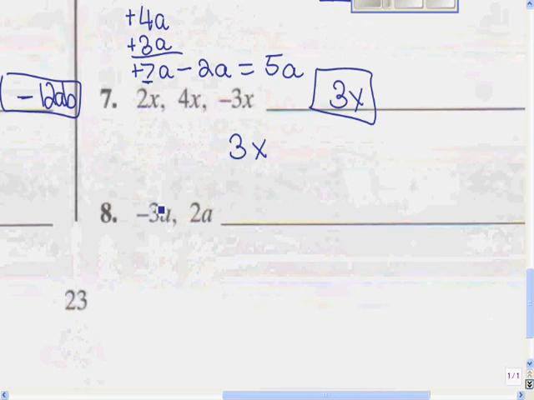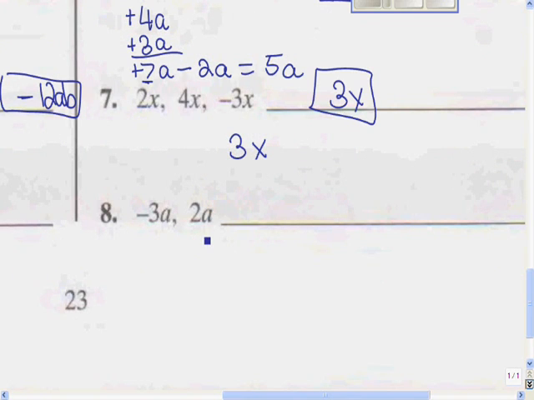Here we've got, they're different, right? A negative and a positive. So I'm going to subtract. 3 minus 2 is 1, or just a. Don't write the 1, just write a. But the sign of my bigger number is a negative, so it's going to be a negative a.